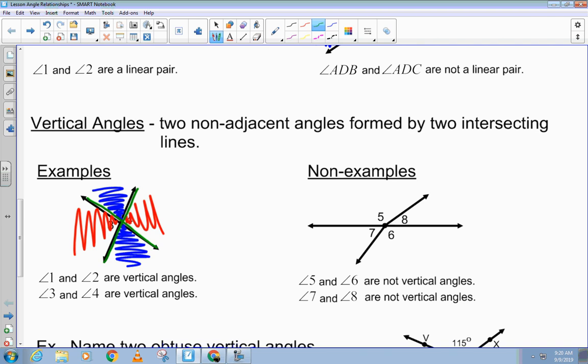Over here is an example of things that aren't. I have a line here, but these are two different reds. So I don't have any vertical angles here. Everybody see that? There's no vertical angles.